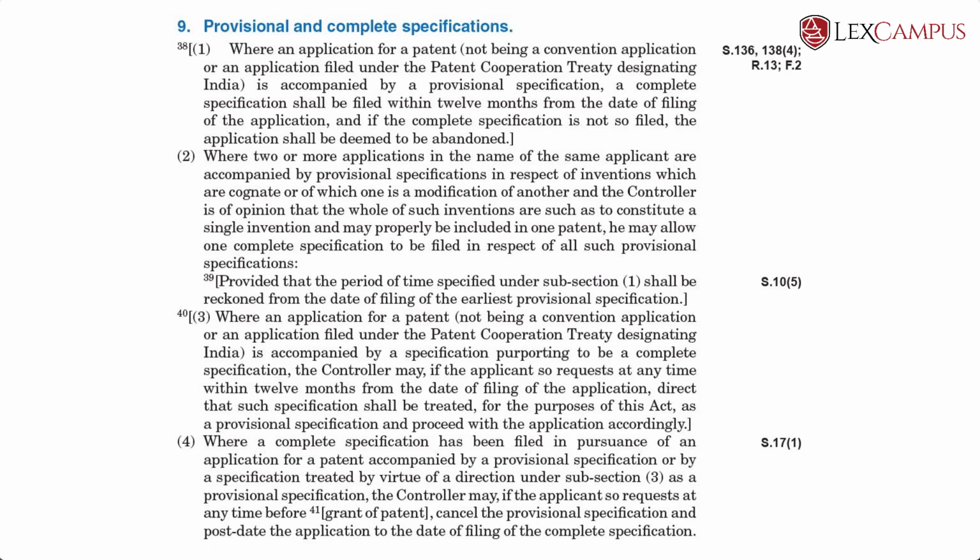So, that is the time period that has been given for you to file a complete. As soon as you file a provisional, you have to follow it up. It can be much before the 1 year period, but the maximum time period allowed for following it up with a complete is 1 year. In case you do not follow a provisional with a complete, then the provisional will lapse.